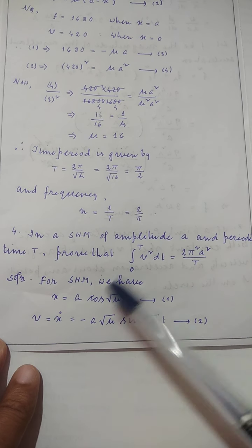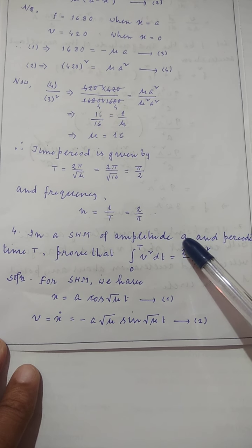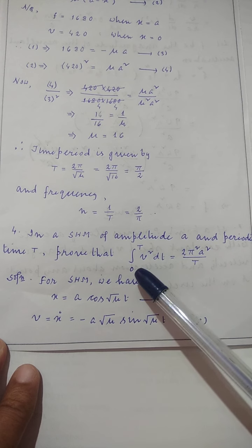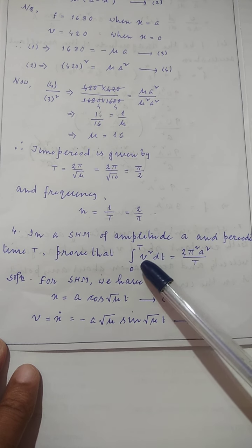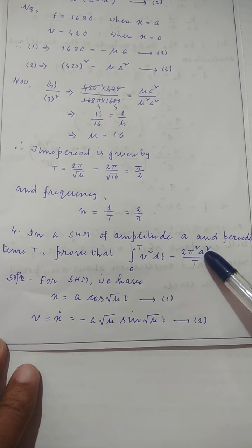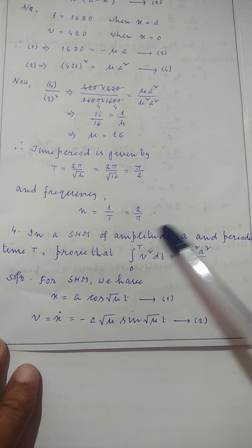So here what is given? In simple harmonic motion, amplitude is given A and periodic time is given T. So with the help of that, you have to show that integral 0 to T v square dt, where v is the velocity, is equal to twice pi square a square by T. Here A is the amplitude and T is the periodic time. Okay, so how to get this result?